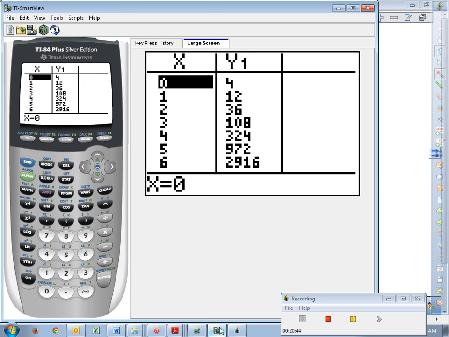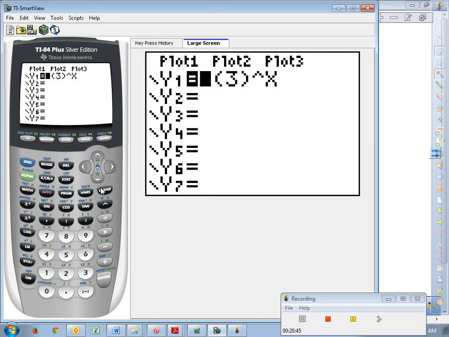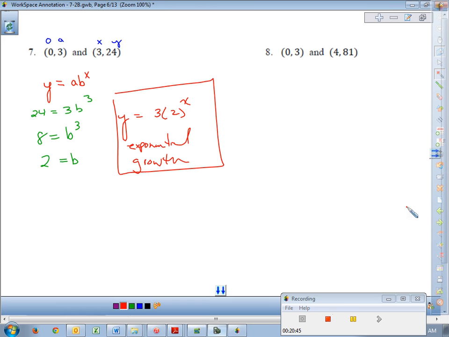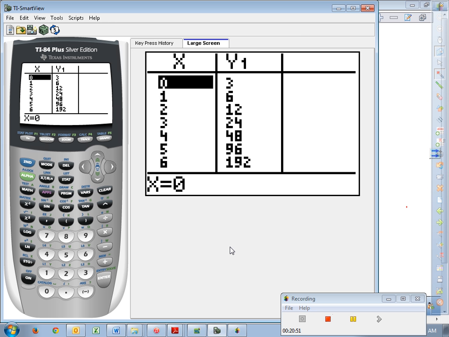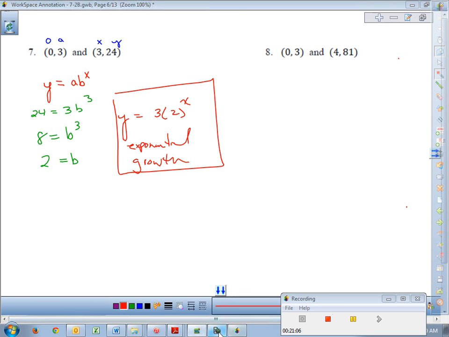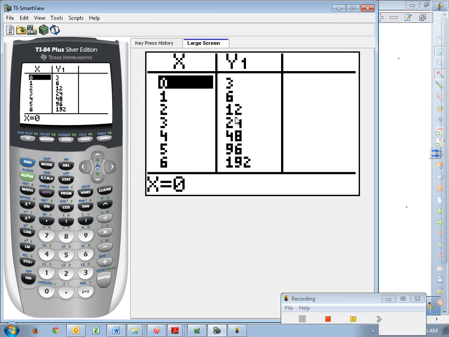And you can double check. It was what? 3 to the 2x? 3 times 2 to the x, if I say it right. Yeah, those points should be on there. 0, 3 for sure. What was the other one? 324. It is on there. Go Ruby.